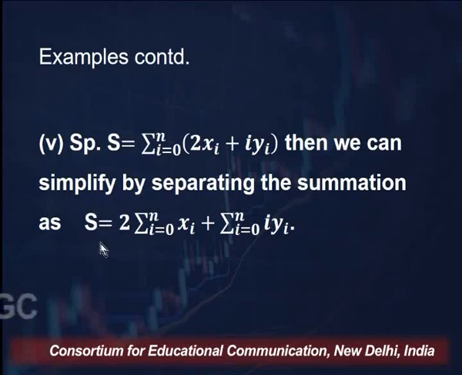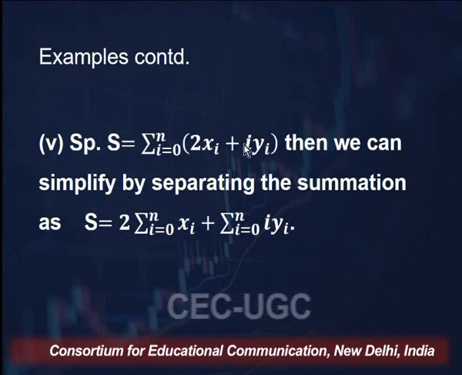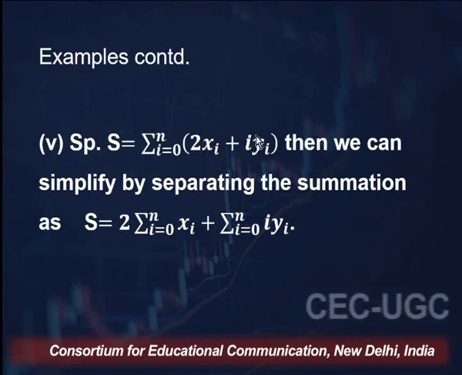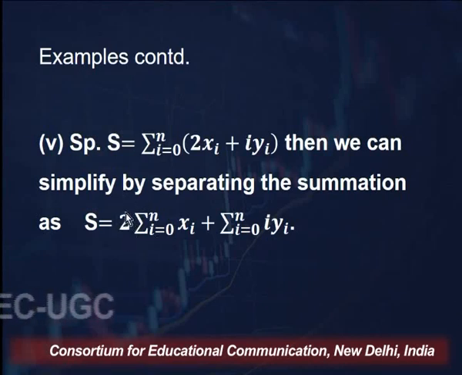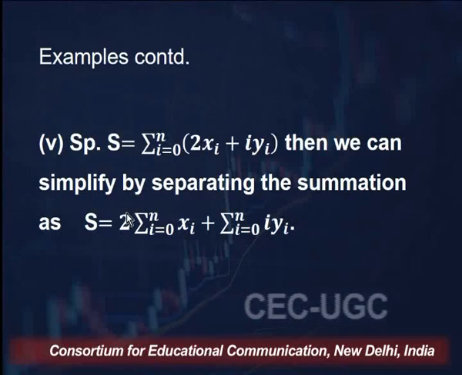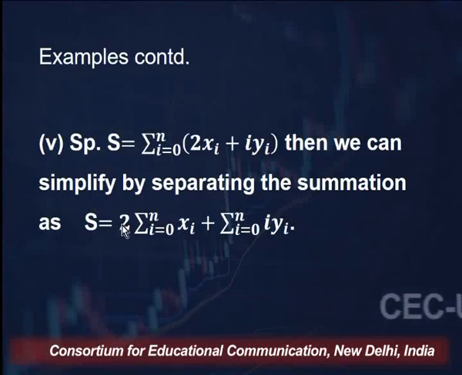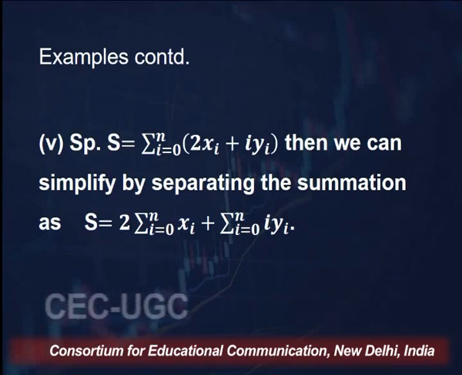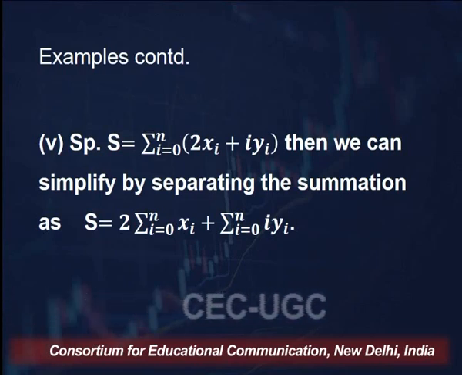So, now S can be written as summation i equal to 0 to n 2xi plus summation i equal to 0 to n i into yi. Now, in the first term, since 2 is independent of i, it has come outside the summation, and I can straight away write S as equal to 2 into summation i equal to 0 to n xi plus summation i equal to 0 to n i into yi.